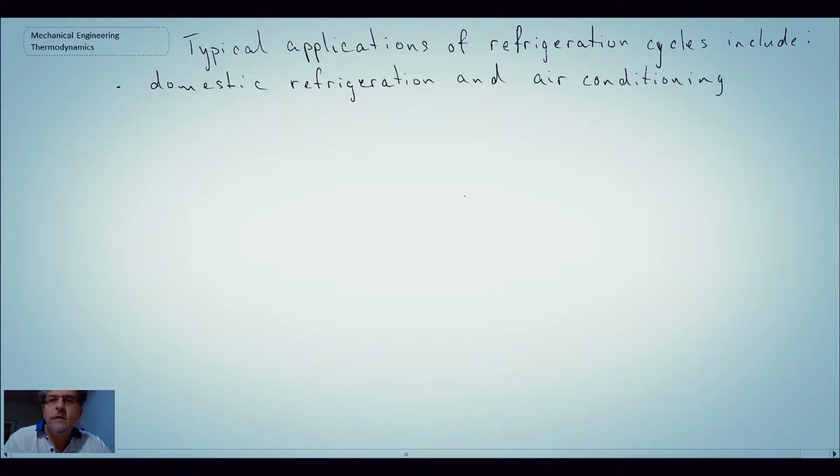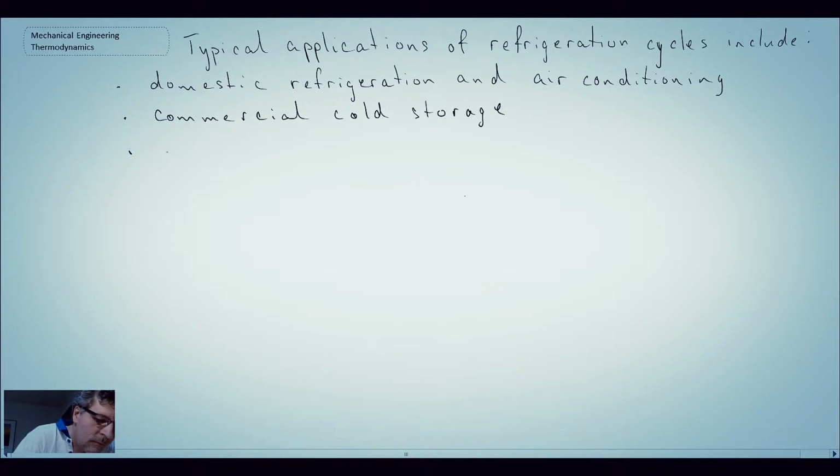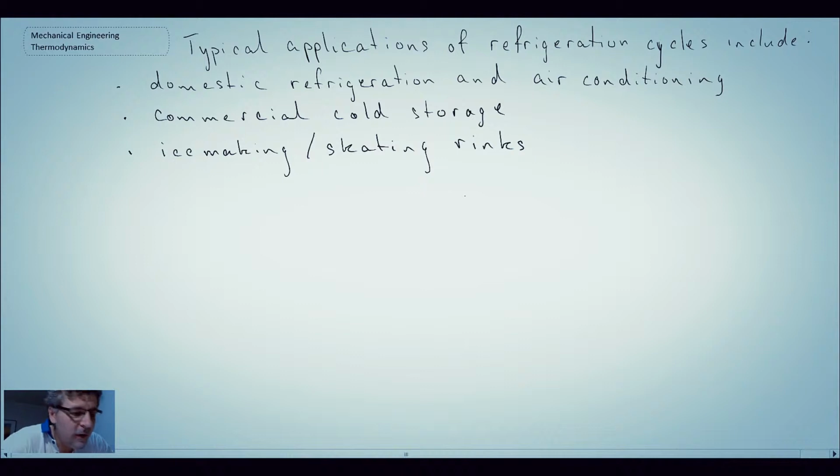So we've looked at domestic refrigeration as well as air conditioning. Other industrial applications: ice making for personal or human consumption as well as skating rinks.